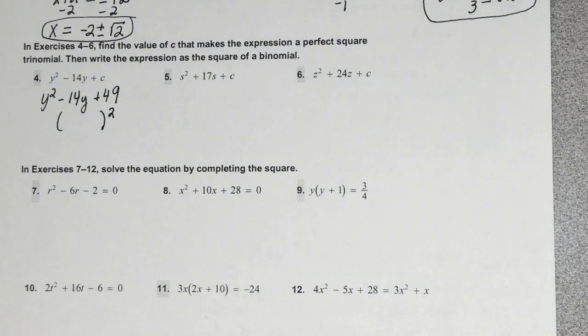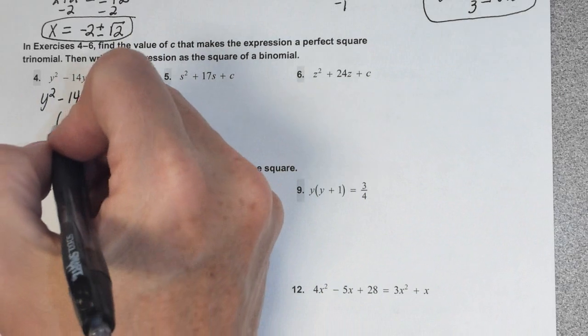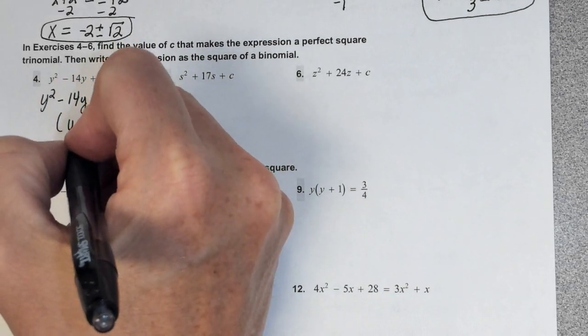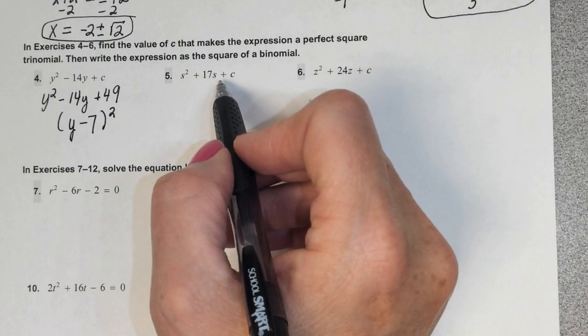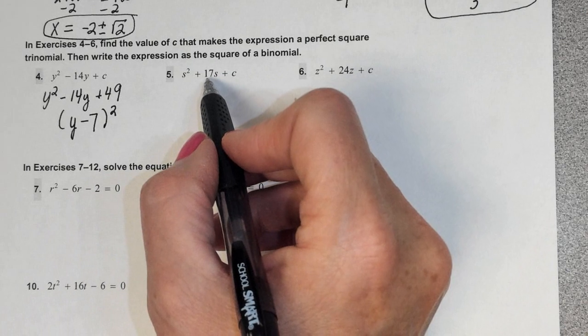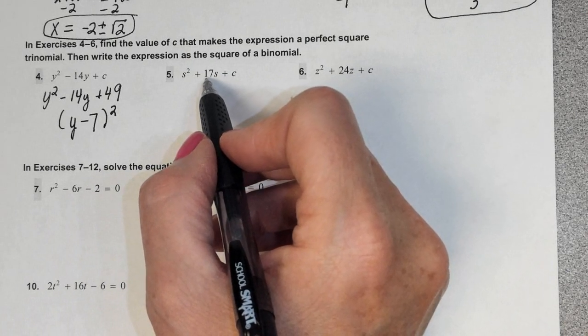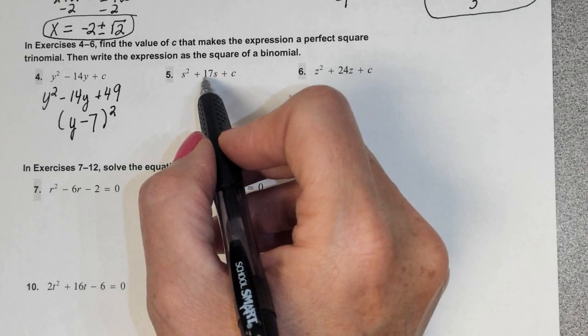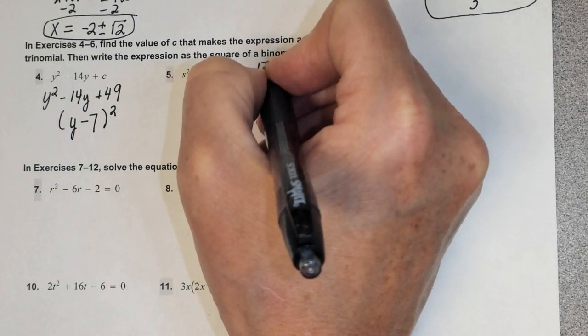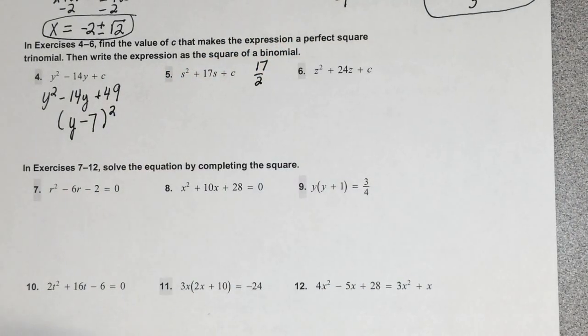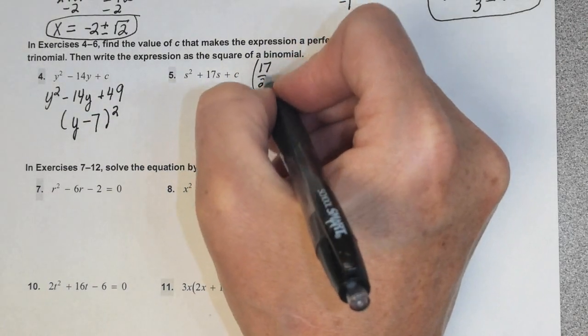Kara, what's it going to be? It's going to be y minus 7. Good. All right, now on the next one, we want to do the same thing. We have to take half of 17. Do not call it 8.5. 8.5 is too difficult to square. You'd have to do 8.5 times 8.5. And so instead, we're just going to think of it as 17 over 2. That's half of it. And now I'm going to square that.